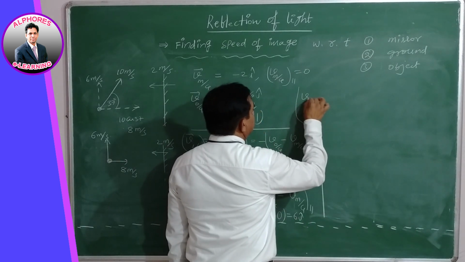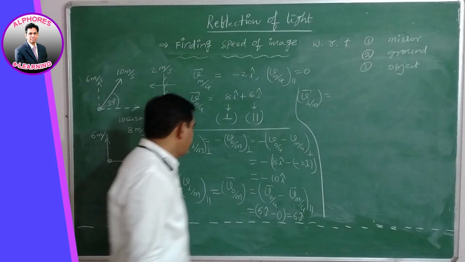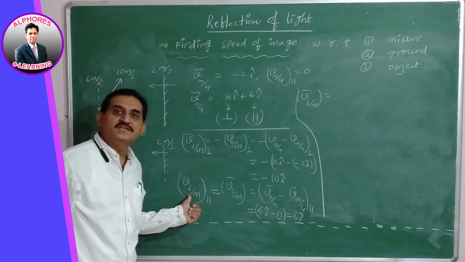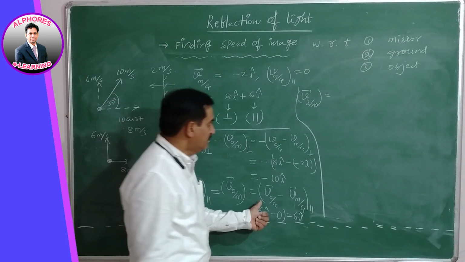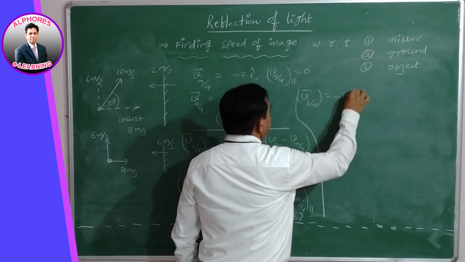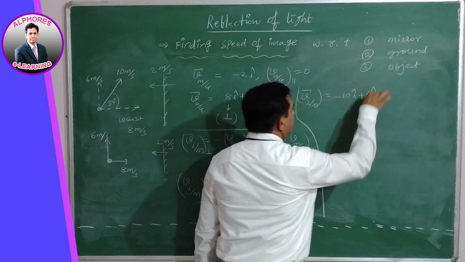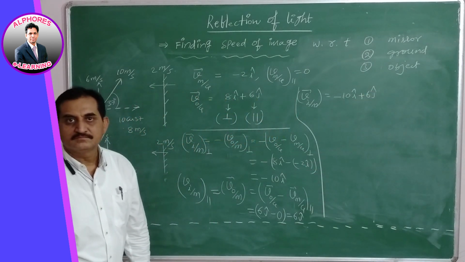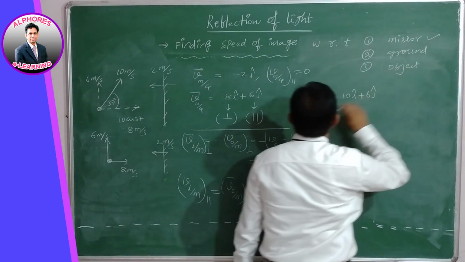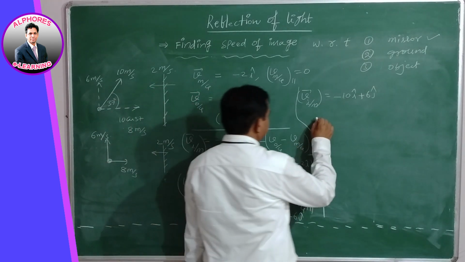And finally, speed of image with respect to mirror. There are two components. One is the perpendicular component, that is the x component, and the parallel component, that is the y component. Therefore, finally, the answer is minus 10i plus 6j. Over. So for the first question, the answer is minus 10i plus 6j. And go for the second question.